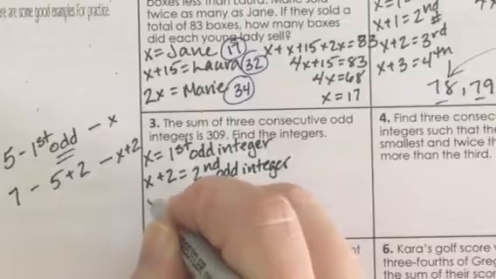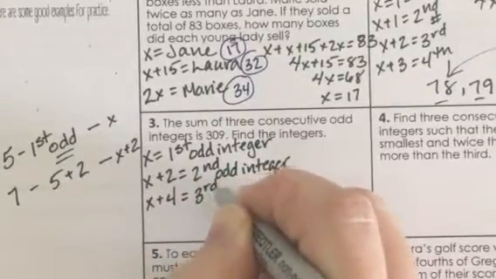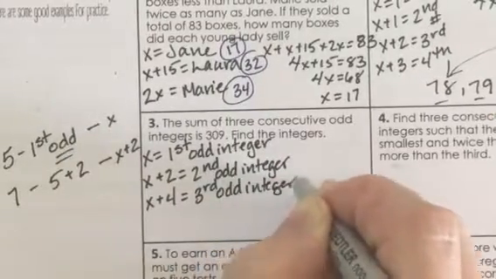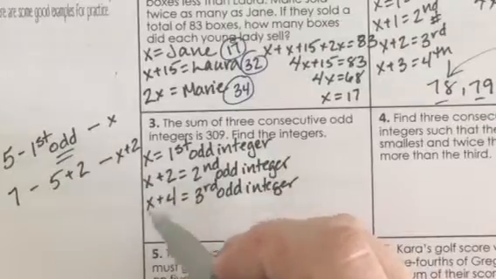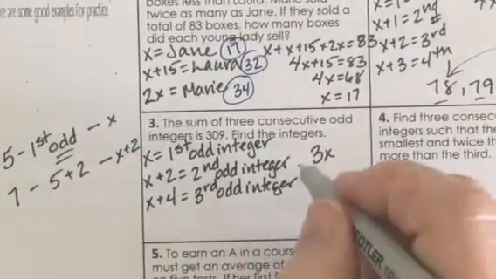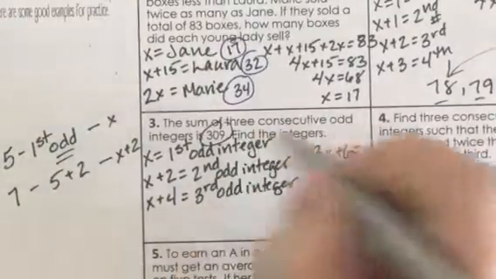My third odd integer is x plus 4. Add them up. x plus x plus x is 3x. 2 plus 4 is 6. Set that equal to 309.